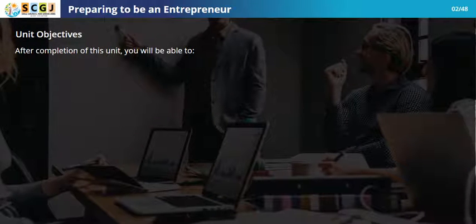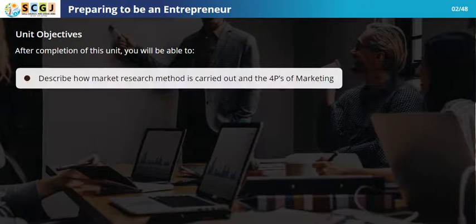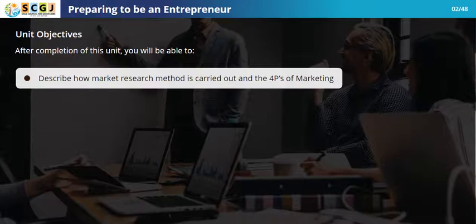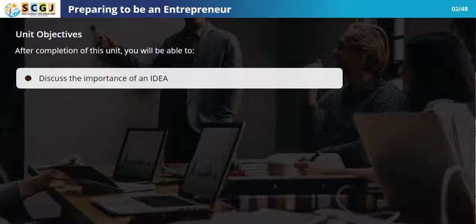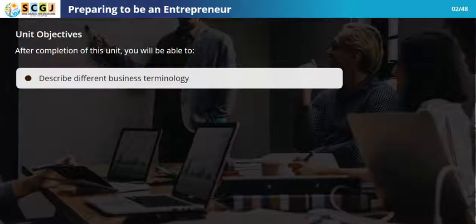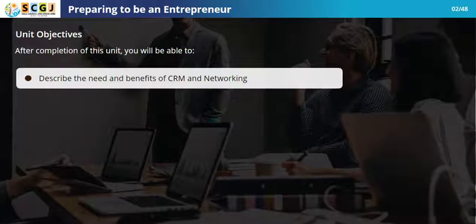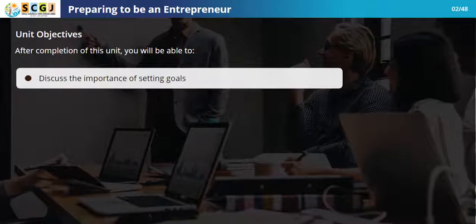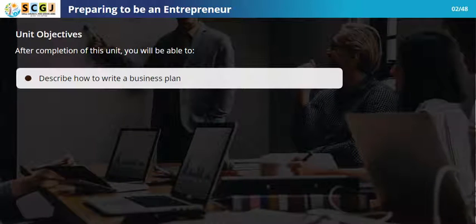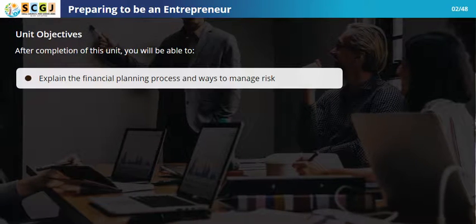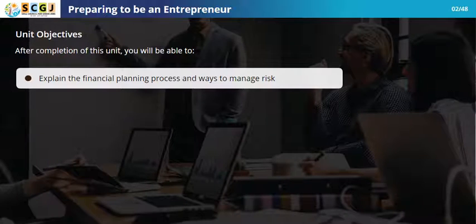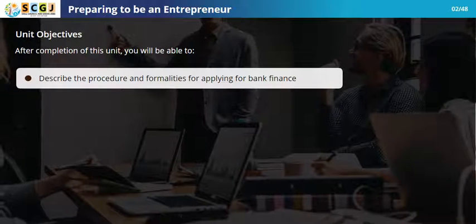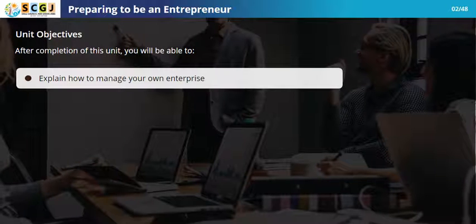After completion of this unit, you will be able to describe how market research method is carried out and the 4 P's of marketing. Discuss the importance of an idea. Describe different business terminology. Describe the need and benefits of CRM and networking. Discuss the importance of setting goals. Describe how to write a business plan. Explain the financial planning process and ways to manage risk. Describe the procedure and formalities for applying for bank finance. Explain how to manage your own enterprise.